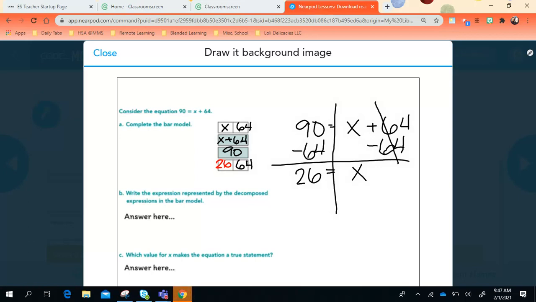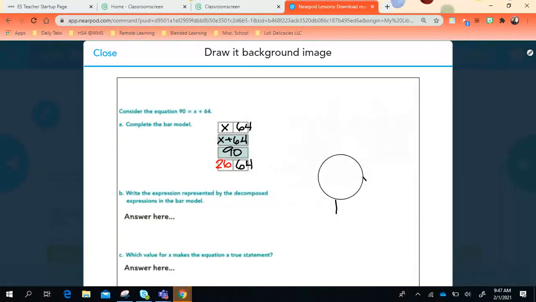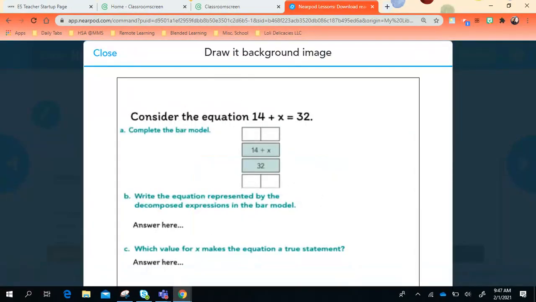Can I erase? Are we good? Okay. Consider the equation 14 plus x equals 32. I want you to complete the bar model. Write the equation represented by the decomposed expression. So once you have your answer, you're just filling it in here and rewriting your equation. And then tell me what is the value of x. So you're going to fill in the whole screen. Start by filling in your bar model.